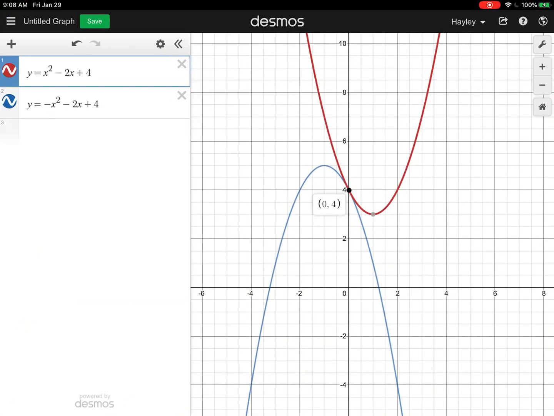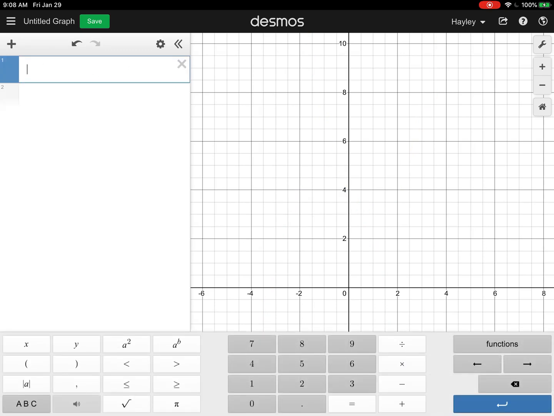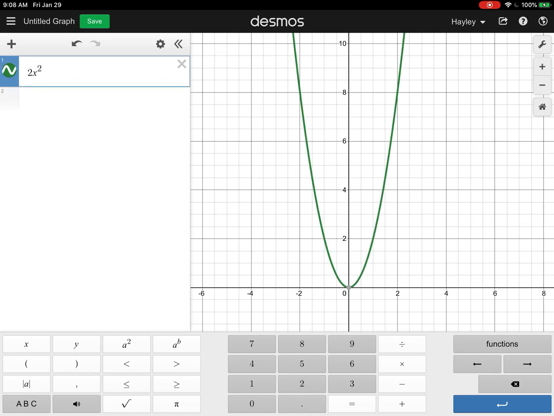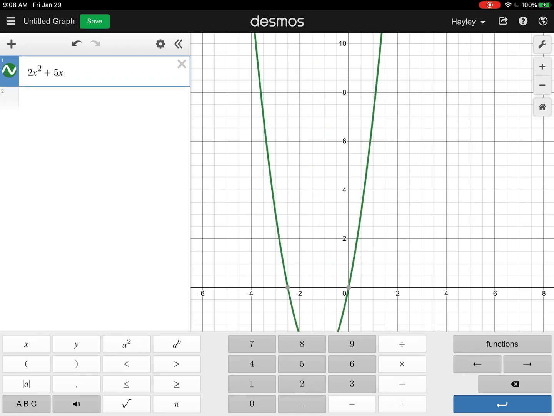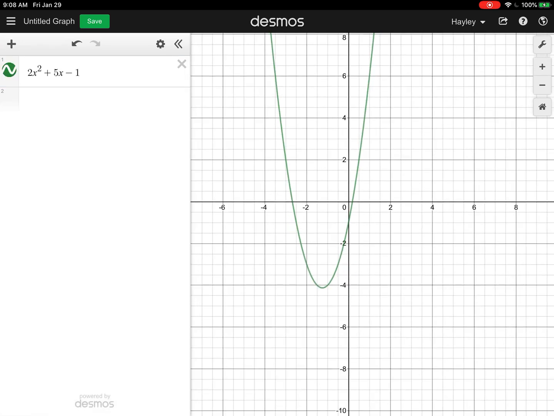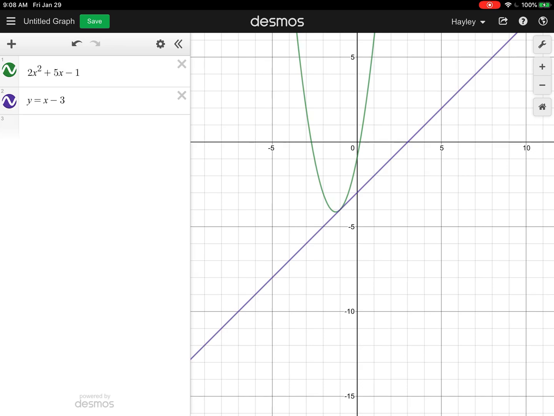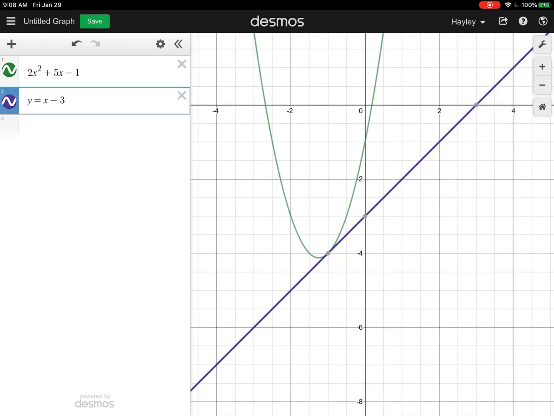Let's try this one. This one has a straight line and a quadratic. Get rid of those. So I have 2x squared plus 5x minus 1. It does equal y, but I'm not going to type that. This one I will, y equals x minus 3. Beautiful. So this is what our two things look like graphed, and look at that. We have one solution again, and it's at -1, -4.